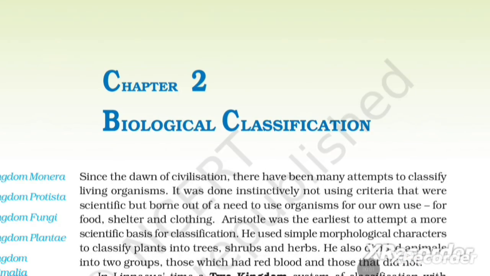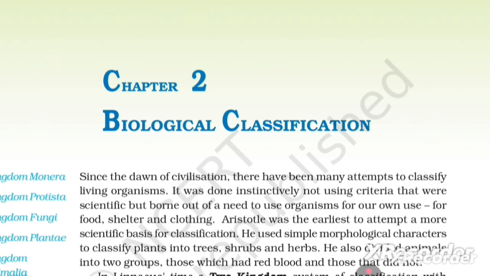Chapter: Biological Classification. Since the dawn of civilization, there have been many attempts to classify living organisms. It was done instinctively, not using scientific criteria but born out of a need to use organisms for our own use, for food, shelter, clothing. Aristotle was the earliest to attempt a more scientific basis for classification.